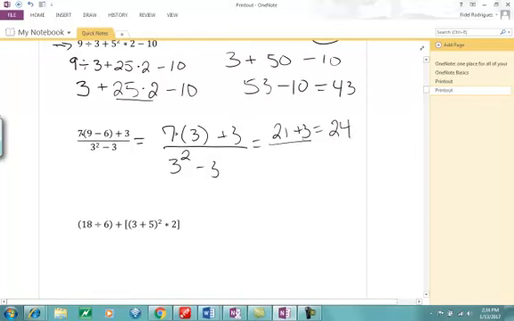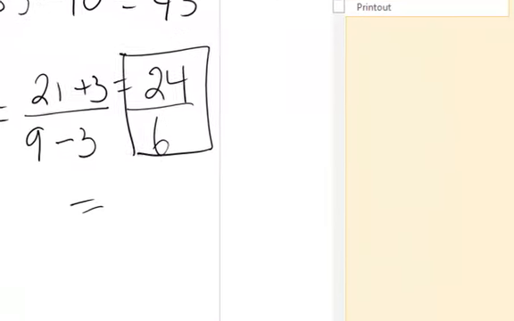Now we can come back and do the bottom. 3 squared means 3 times 3. 3 times 3 is 9. Minus 3. Well, 9 minus 3 is 6. And then finally, 24 divided by 6 leaves me with 4.